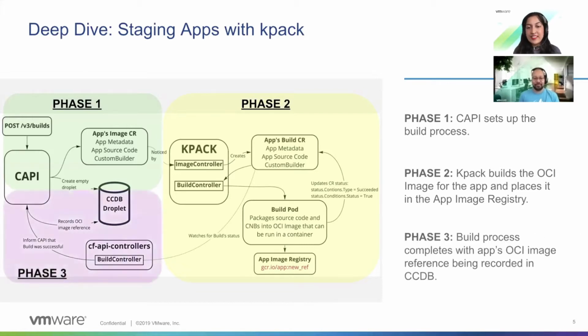So phase 3 is, how does KPAC then communicate with CAPI that the build has been completed and that CAPI can continue with the CF push workflow? In phase 3, the build process completes with the app's OCI image reference being recorded in CCDB, which sets up for the following CF push steps. How this works is we have a new component, as I discussed in the overview, the CF API controllers. The CF API controllers are essentially a collection of watchers, you can think of it as, that watch various KPAC resources and perform actions depending on the events that happen on these resources.